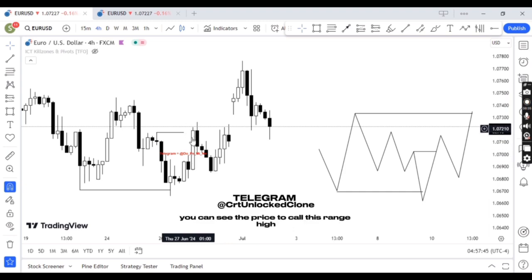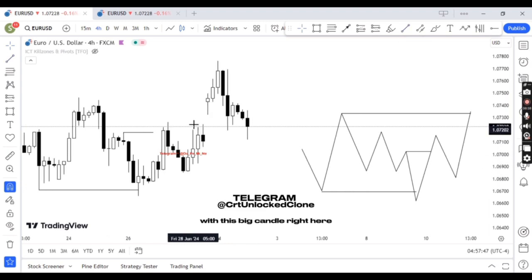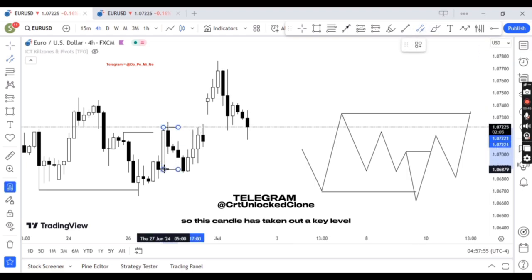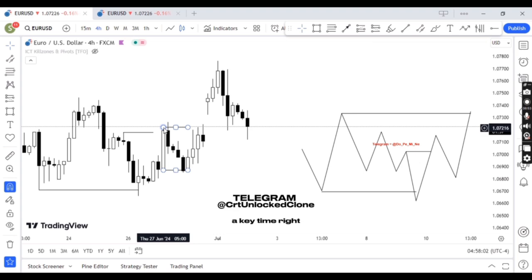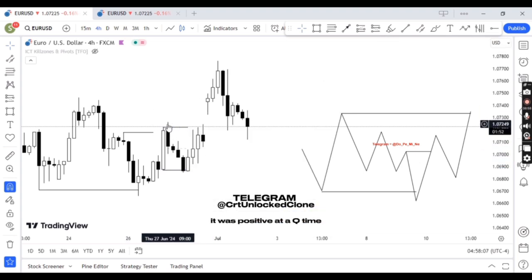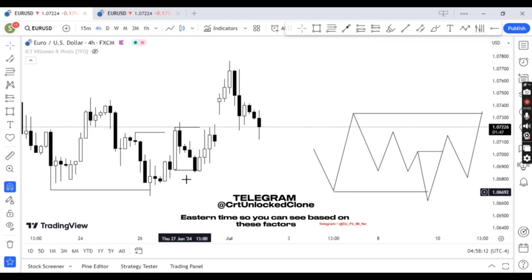Now right here you can see that price took out this range high with this big candle, and coincidentally this candle is formed at the 5 a.m. Eastern time, right? So this candle has taken out a key level in the form of this range high. It's formed at a key level and a key time, which is the 5 a.m. key time. Not only that, it was purged at a key time, which is the 9 a.m. Eastern time. So based on these factors, we can potentially regard this candle right here as a CRT for us, and we can trade it on the lower time frames, right?